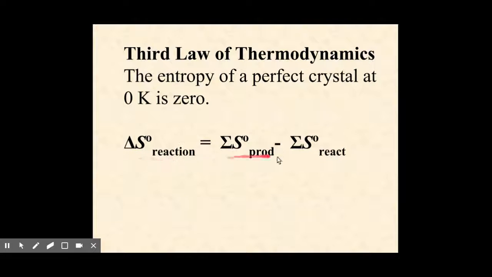And we can actually find that the entropy of the reaction is the sum of the entropy of the products minus the sum of the entropy of the reactants. Now remember, this 0 up here means that it's the standard entropy. Okay, so that's what the 0 means, it's standard.